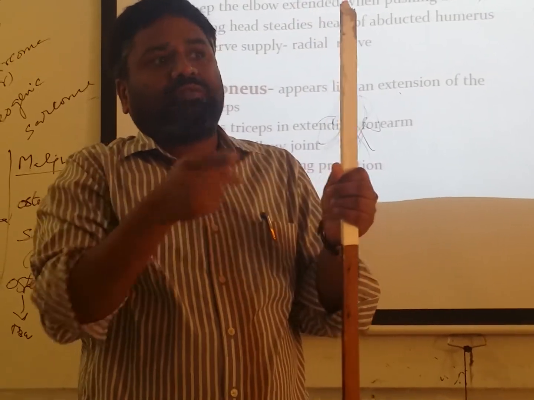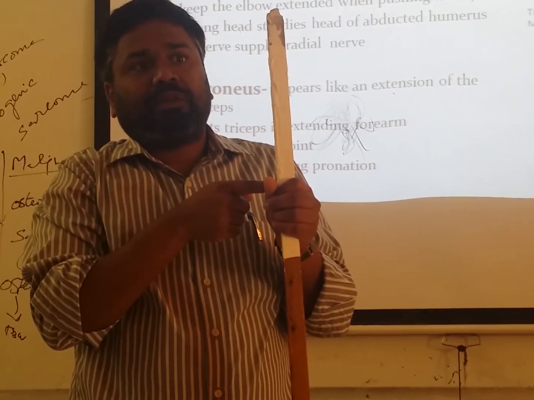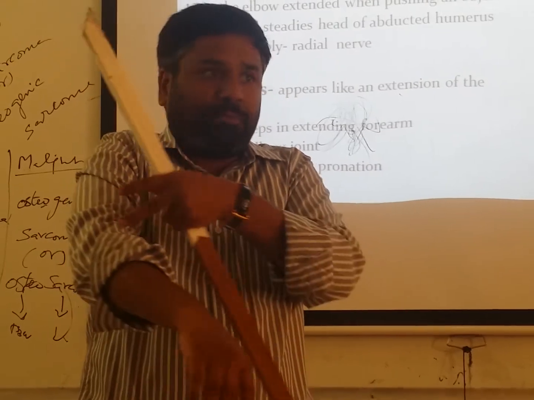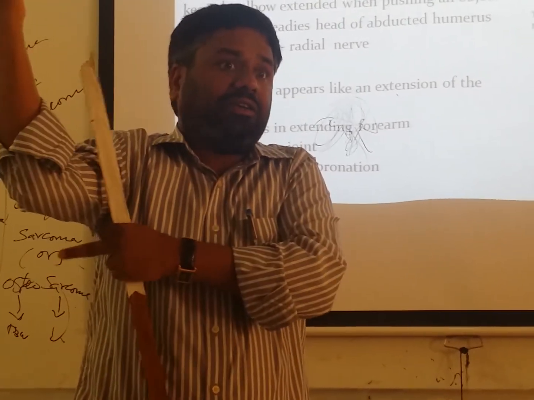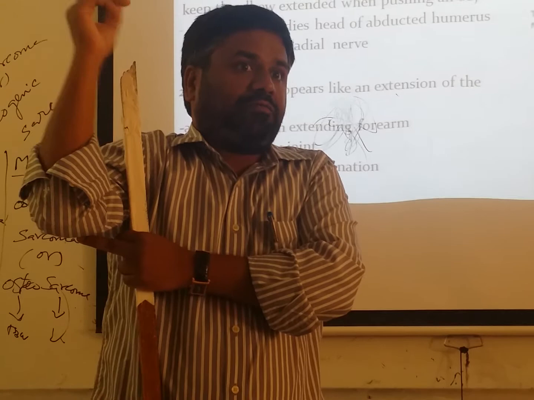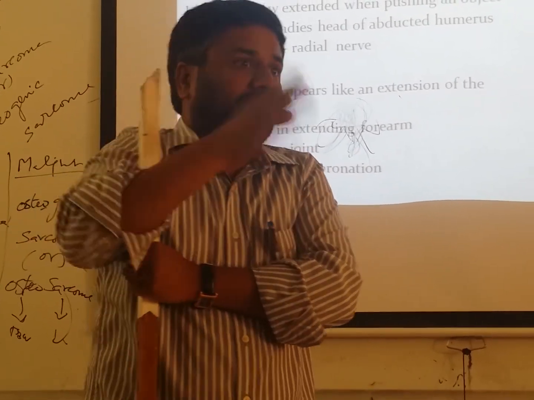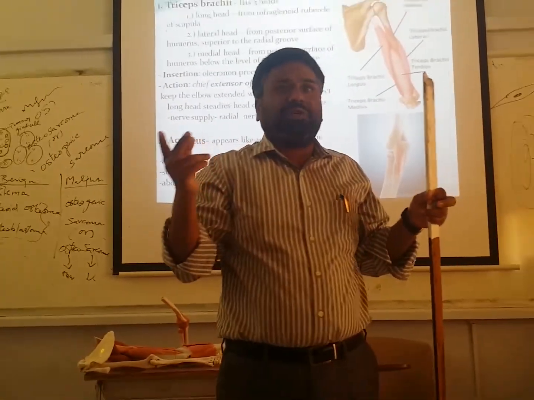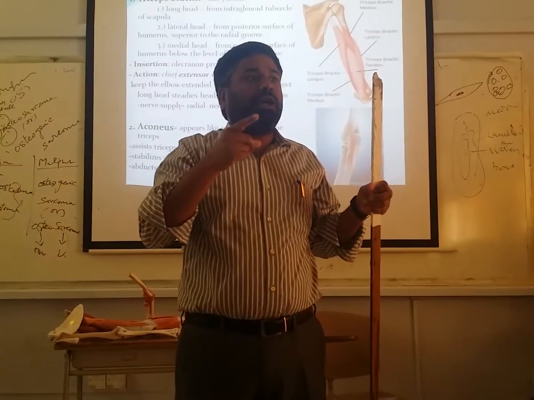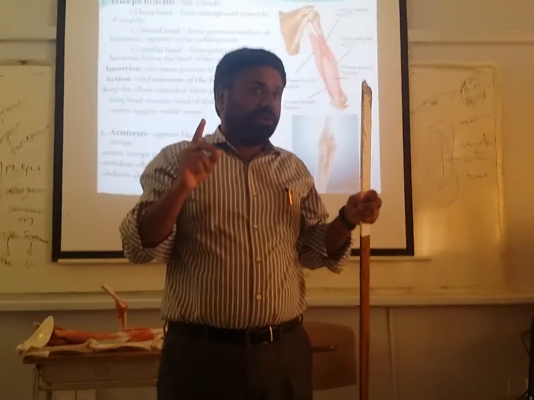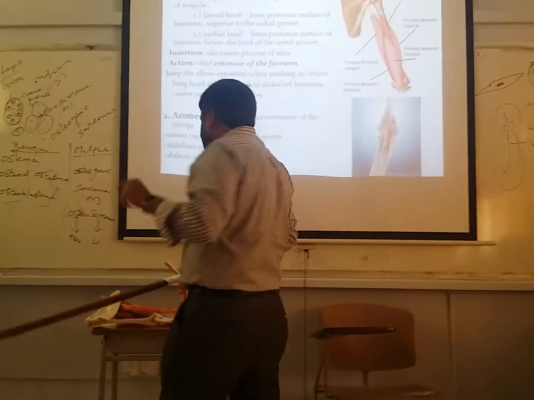So what are the branches of the radial nerve in the spiral groove? All the muscles below are also paralyzed, but not the long head and medial head. So which muscles are spared when there is injury to the radial nerve in the spiral groove? Maybe an MCQ: the long head and the medial head of the triceps. Clear? Try to keep this point in mind.